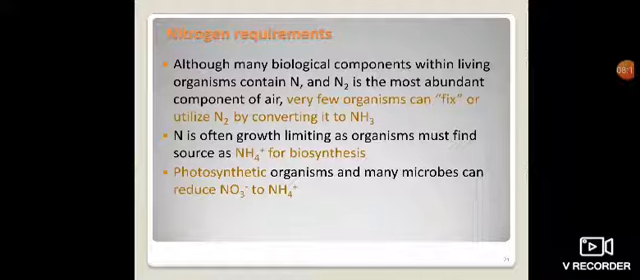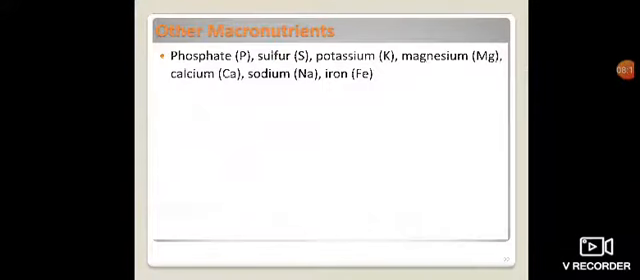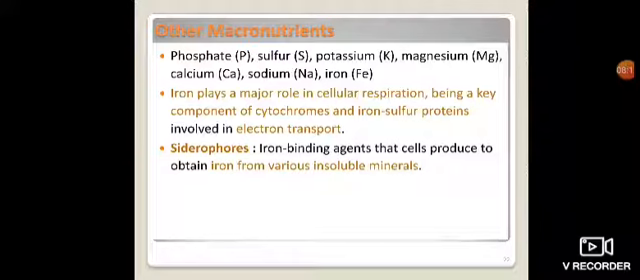Last lecture we discussed those photosynthetic microorganisms. Now, the macronutrients: again carbon dioxide as well as nitrogen, and a few other macronutrients are there. They are phosphate, sulfur, potassium, magnesium, calcium, sodium and iron. These macronutrients are also required. Among them, iron plays a major role in cellular respiration, being a key component of cytochrome and iron-sulfur protein involved in electron transport.